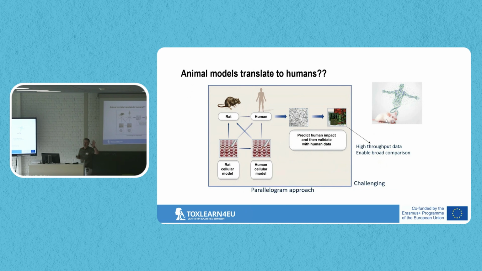So then we have in vitro in human cells, in vitro models in animal cells, and in vivo in rats, and we want to predict what's going on in humans, right? We make this parallelogram, as we call it. If we know the difference in vitro between the human and the rat, for instance, and we then have the rat in vivo experiments, then maybe we can predict what is going on in humans. And if we go to high-throughput data, that might be a good way to do a good prediction. We have a lot of data there, and we can maybe predict, but it is quite challenging.